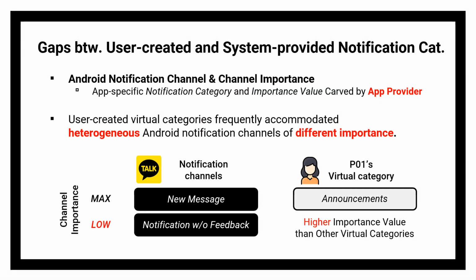In our Halo notification analysis, we found the gap between the user-created and system-provided notification categories. Android notification channel is an app-specific notification category carved by the app providers. They also assign an importance value to channel to determine the notification feedback. Like the P1's case, notifications of user-created virtual categories usually belong to several Android notification channels of different importance.